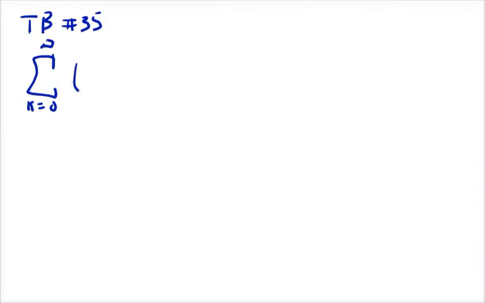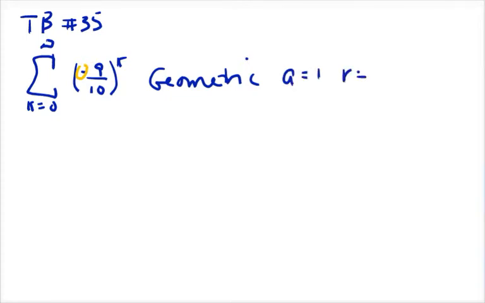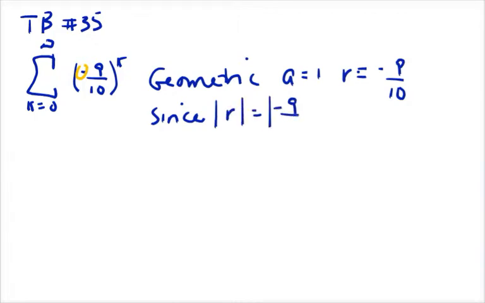And it goes from 0 to infinity, and the series looks like this. Okay, so you know it's a geometric series. The only thing that's a little different is this sign here. Right. So it's a geometric series with a equaling 1 and r equal to minus 9/10. Again, since the absolute value of r, which is equal to the absolute value of 9/10, is less than 1, it converges.